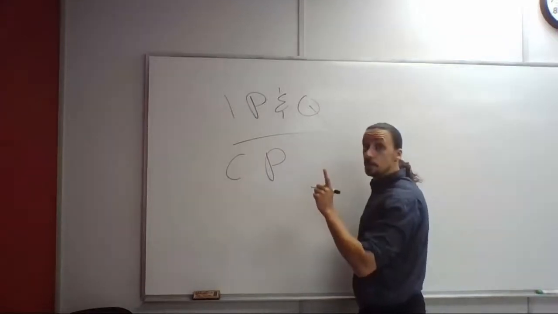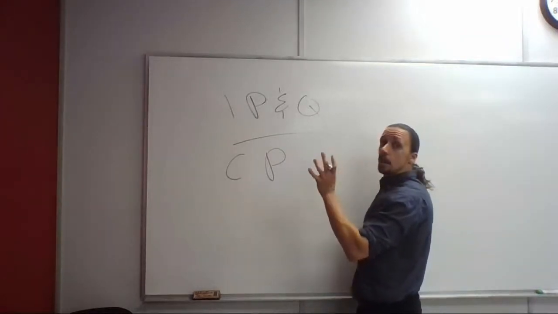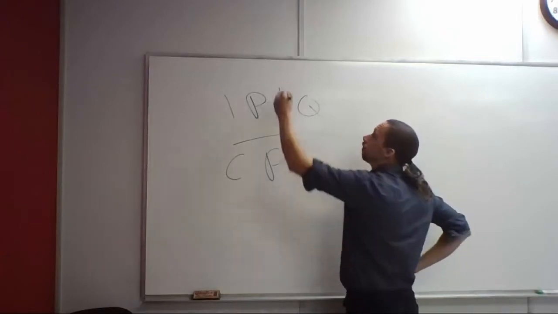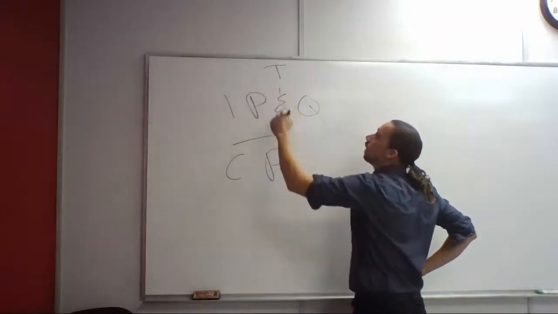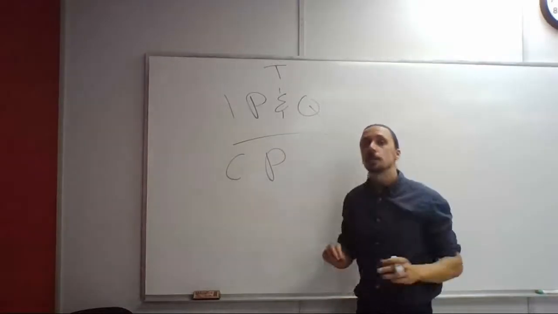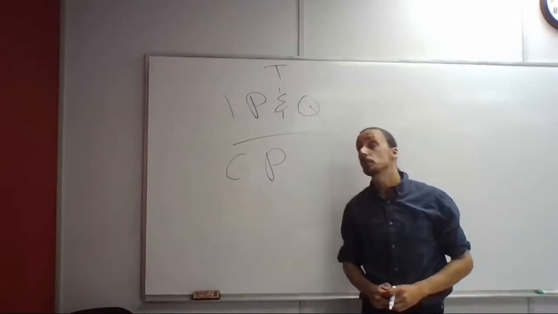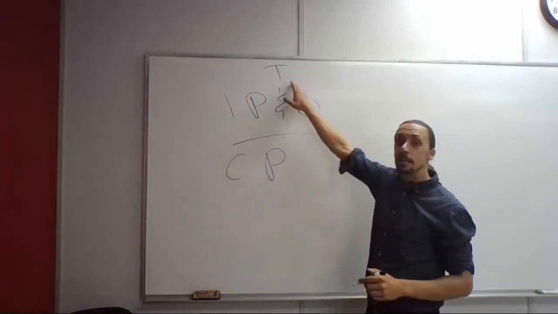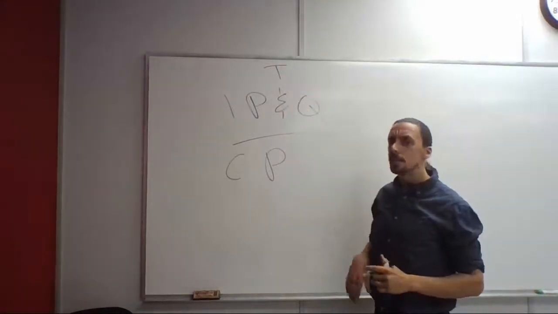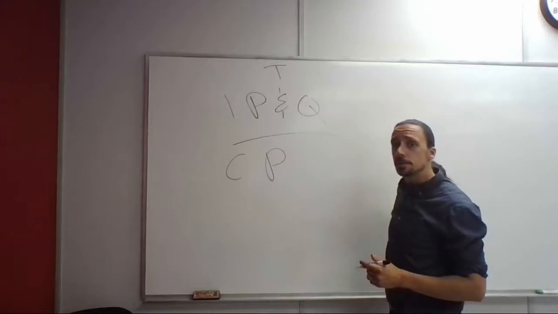I'm going to test for validity here. So I'm going to assume the premise is true. I'm going to put a big old T here above the AND. Why? Because I'm checking to see if the truth of the premises guarantees the truth of the conclusion. So I'm going to say, yeah, this premise is true. What does that entail? Well, here's what it entails.